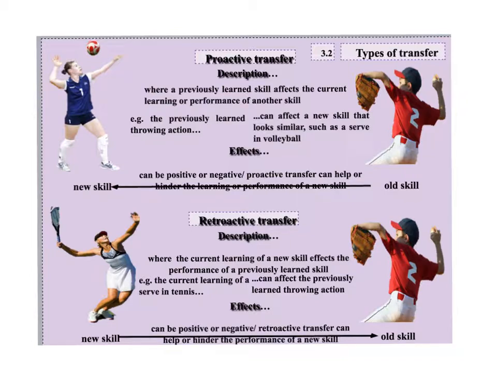When you're looking at this on your own, if you do pause it, have a chance just to read through it again, but look at the arrow. The arrow going that way is the key, and on this one, it's going that way. So that's positive transfer and retroactive.